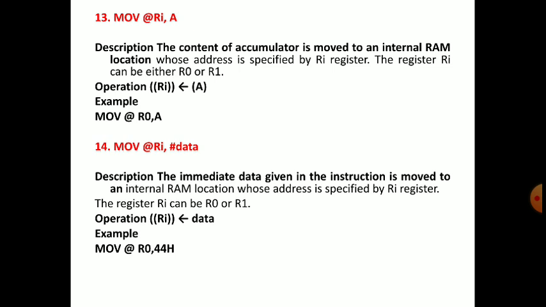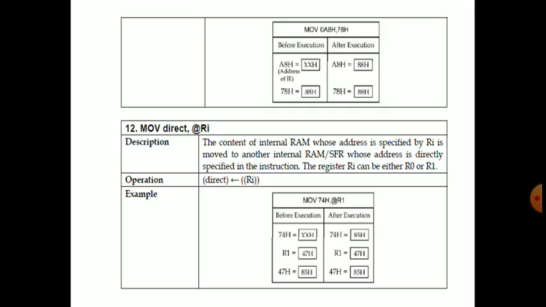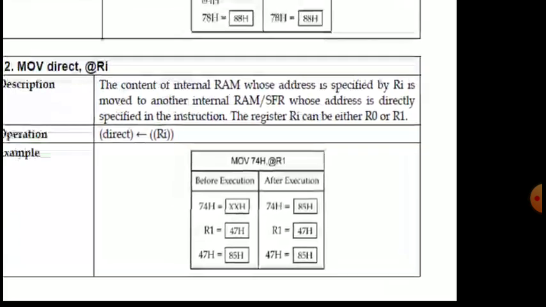So in the operation part, the left side, that is the destination part, has two parentheses. You see, two parentheses, and to the right side we have the accumulator register. So we need content, right? So for the content we should write a single parenthesis. The example is MOV @R0, A, and the same values you can take, or you can take different values also.